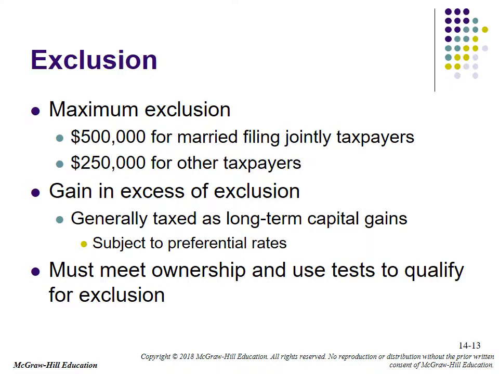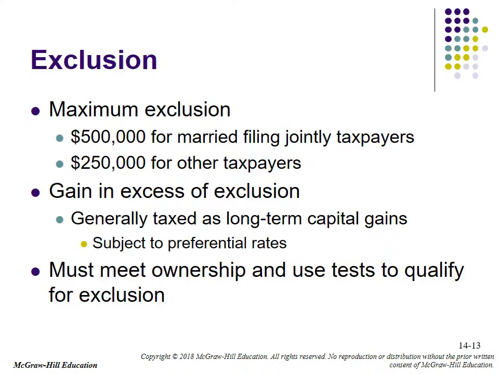Well, if you have a gain and you're married filing jointly and you both can qualify, and we're going to talk about that, so let's say you're married 30 years. You've lived in the same house for 30 years and you and your wife are still married. Well, you can exclude up to $500,000 of the gain associated with the sale. For any other taxpayer, it's $250,000. If there's any gain above that exclusion amount, it's taxed as long-term capital gains. So you get those preferential tax rates.